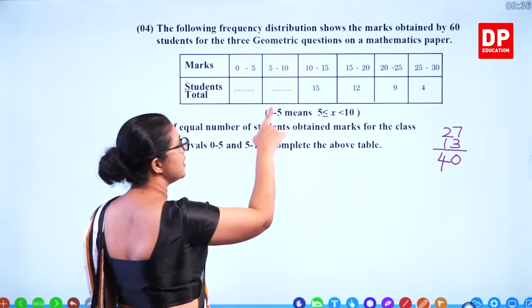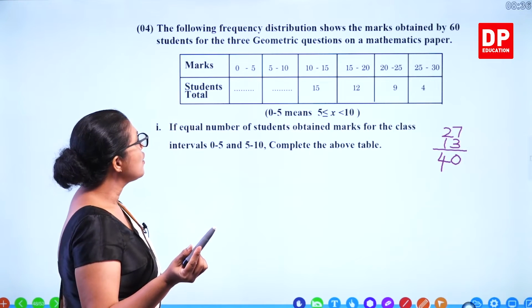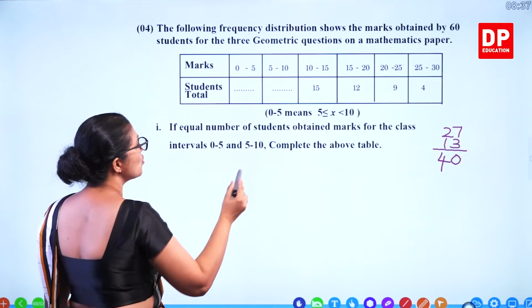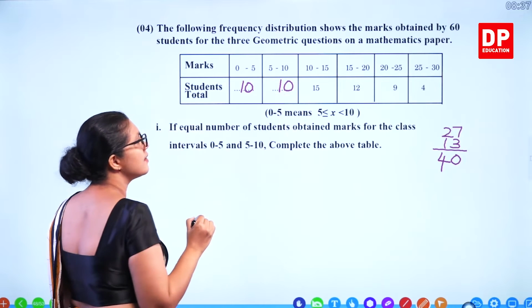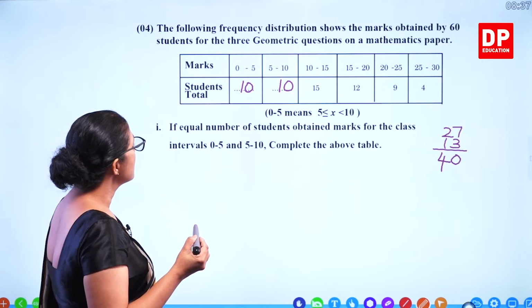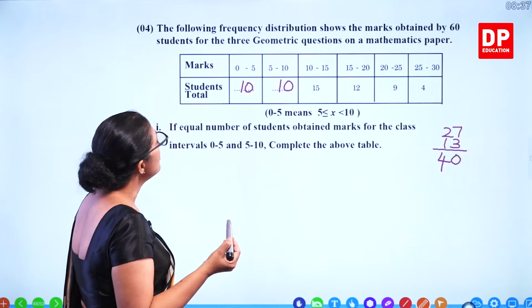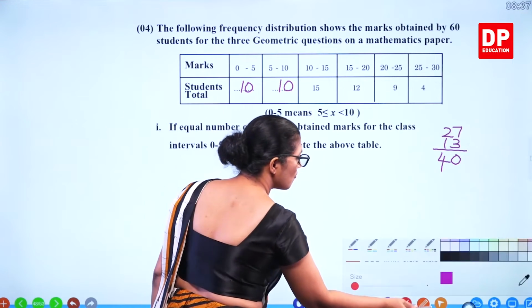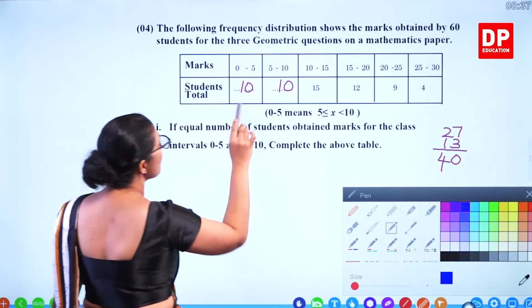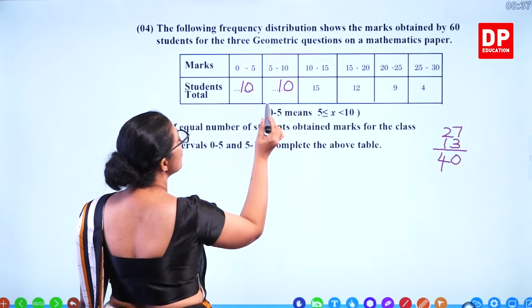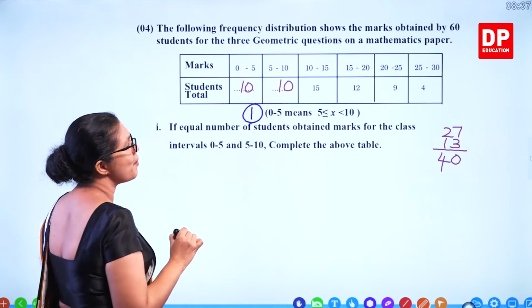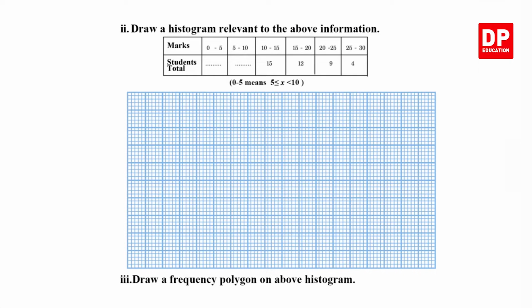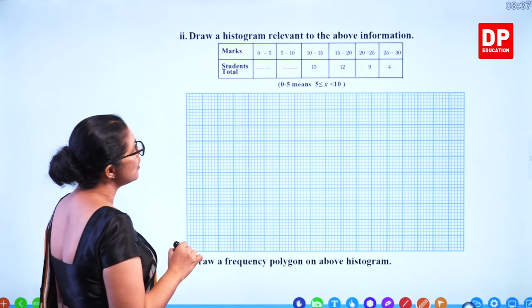So 20 here. 20 divided by 2 because equal. So 20 divided by 2. This is 10. This is 10. So that's the first part. So complete the above table. You get we can give 1 mark. Just 1 mark for that. Now take the next part. Draw a histogram relevant to the above information.